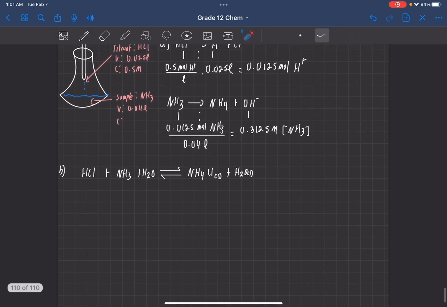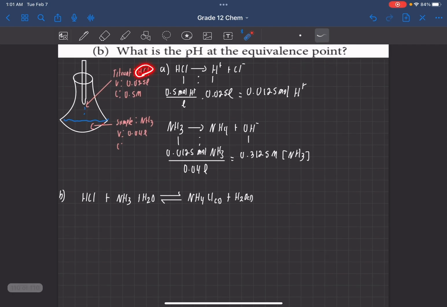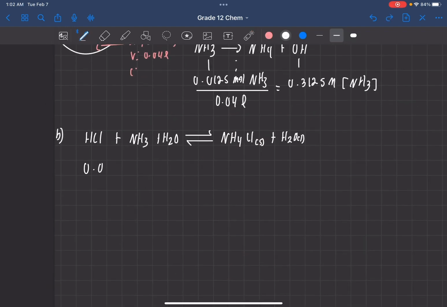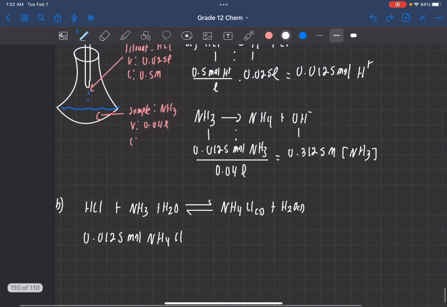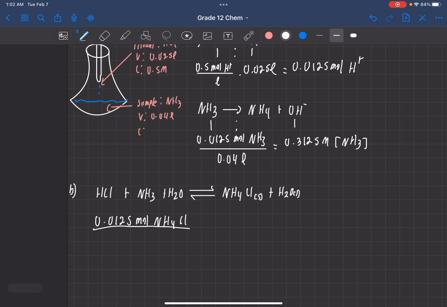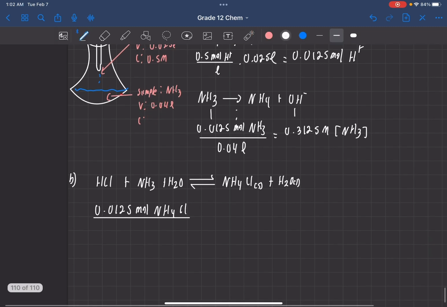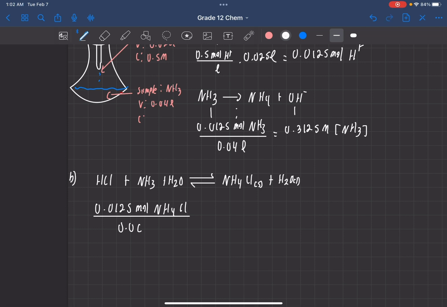Okay, so we know that 0.0125 moles of hydrochloric acid is going to react with 0.0125 moles of ammonia, right? 0.0125 moles of hydronium is going to completely react with 0.0125 moles of hydroxide. It's hydronium coming from the hydrochloric acid, the hydroxide going back to our ammonia. So if that's true, then we're also going to have 0.0125 moles of ammonium chloride. And that is going to be over the total volume, because we're mixing these two solutions, so we're also mixing their volumes. So it's going to be over 0.065 liters.